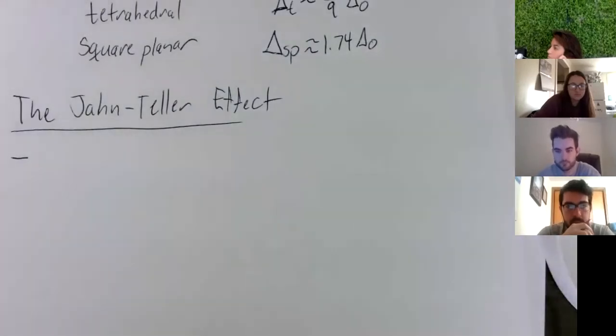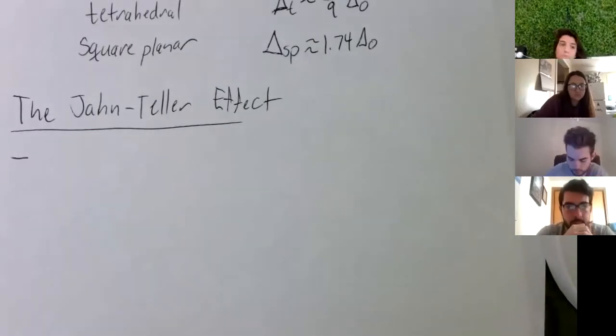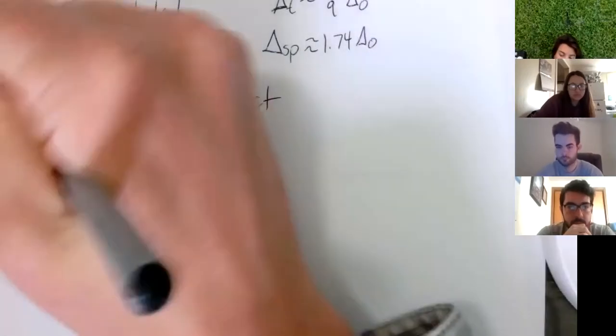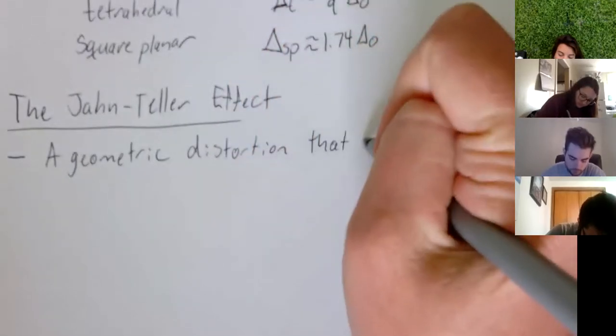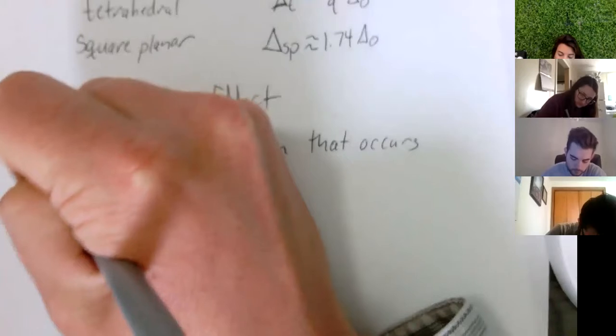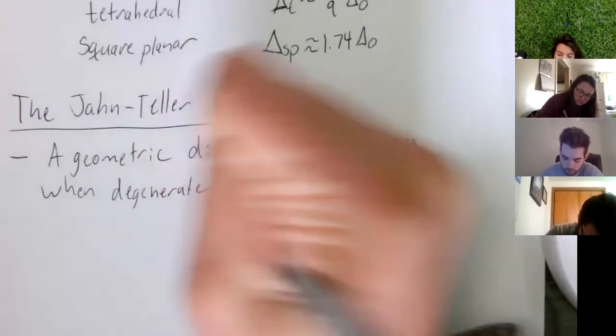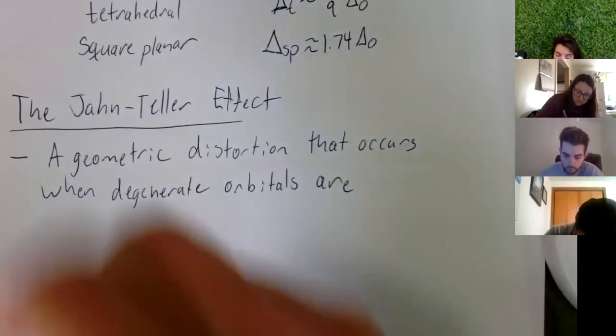So basically what's happening in a Jahn-Teller distortion is the geometry is changing. Bonds are being constrained to force the system that was once paramagnetic to become diamagnetic. So, a geometric distortion that occurs when degenerate orbitals are unequally occupied.